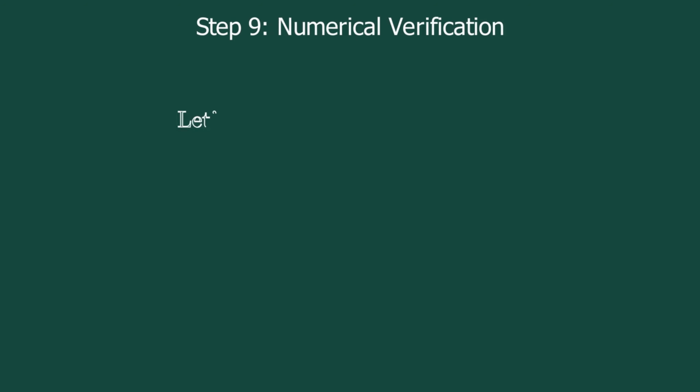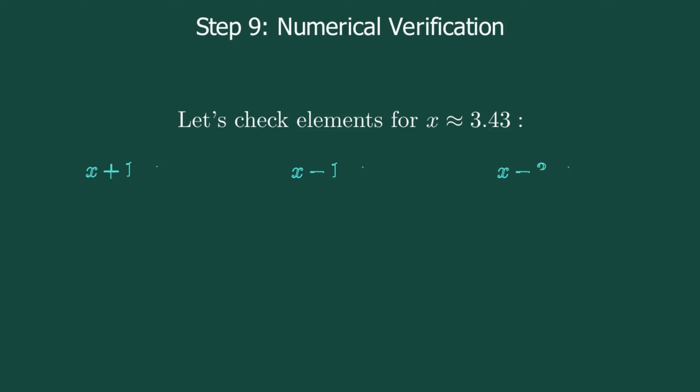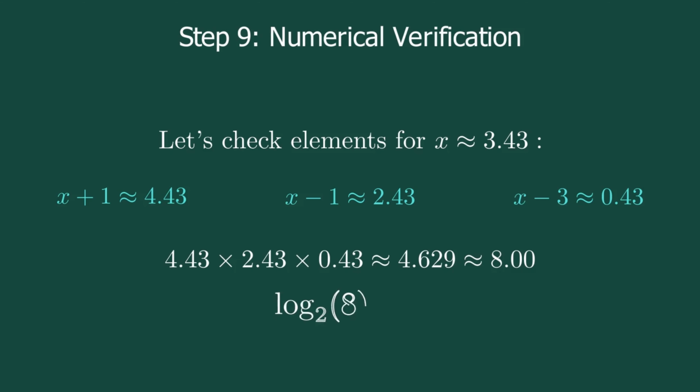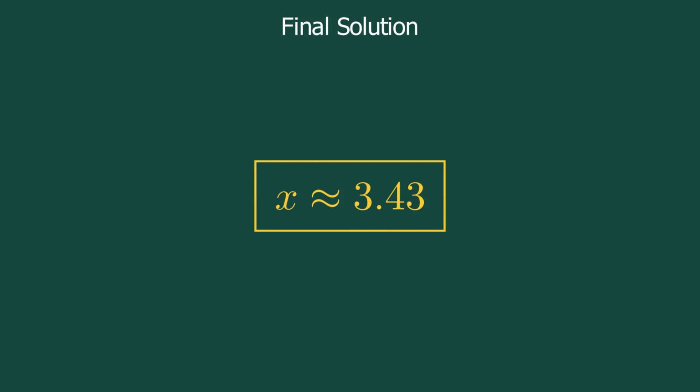Let's verify the answer. Substitute x equals approximately 3.43. Then x plus 1 is approximately 4.43. X minus 1 is approximately 2.43. X minus 3 is approximately 0.43. Multiplying these 3 numbers together gives us approximately 8. Therefore, logarithm base 2 of 8 equals 3, which is exactly the right-hand side of the original equation. Our solution is verified. Therefore, the solution to the equation is x approximately equal to 3.43.